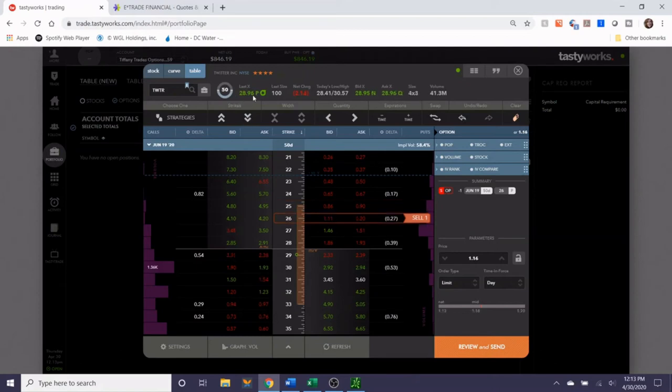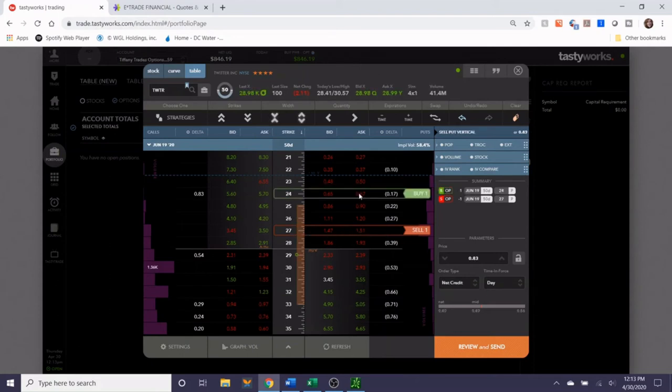Twitter's trading at 28.96. It's down $2.14 today. Since earnings have already been reported and investors are already reacting, this is probably about as far as it'll go today. I don't anticipate any further drops beyond this. Might be worth considering opening up a short put at the 27 strike and then defining the risk as always.